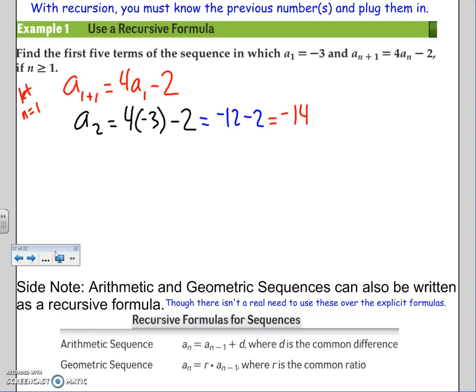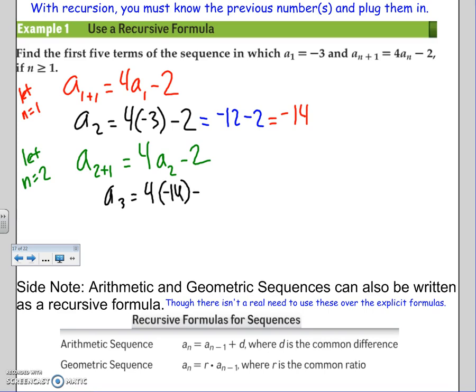Now we're going to look for the third term. So to find the third term, I'm going to let n equal 2, meaning a sub 2 plus 1 equals 4 times a sub 2 minus 2. So that means a sub 3 equals 4 times a sub 2, which we just found was negative 14, so I use that answer, the previous number, minus 2. If I compute that, negative 56 minus 2, that is negative 58.